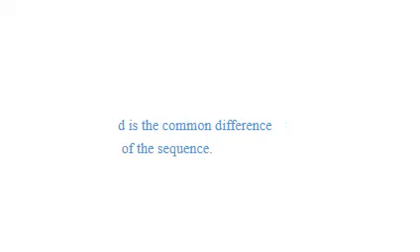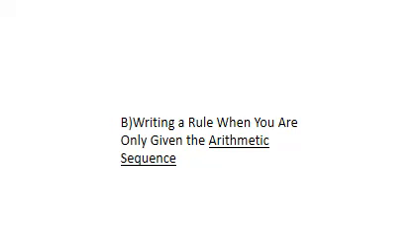An is the nth term of the sequence. A1 is the first term of the sequence. N is the number of the term, and D is the common difference. You're going to see some examples, page 64, number 2 in your book.